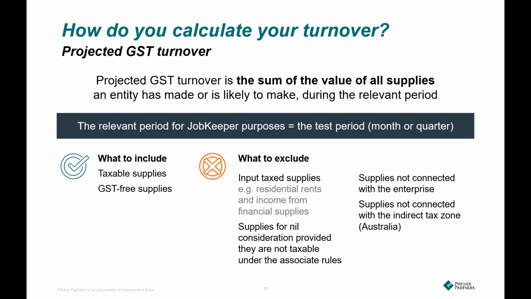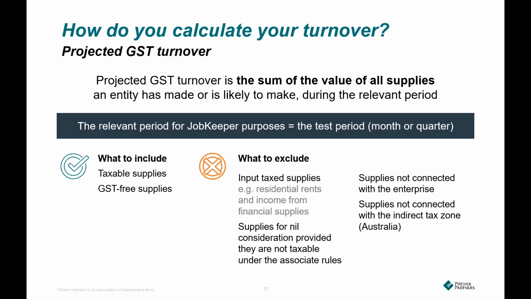So the relevant period for JobKeeper purposes is the test period in terms of projected GST turnover, which is, as I said previously, the chosen month or quarter. So normally projected GST turnover is a 12-month concept, but here it's been modified for JobKeeper purposes to be the relevant month or quarter that is being tested for the purposes of the decline in turnover threshold.